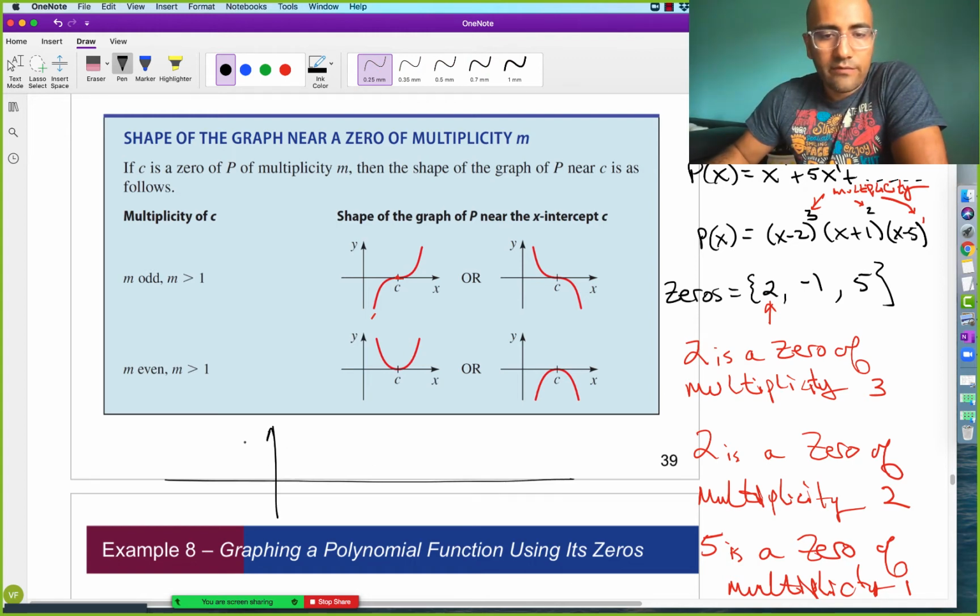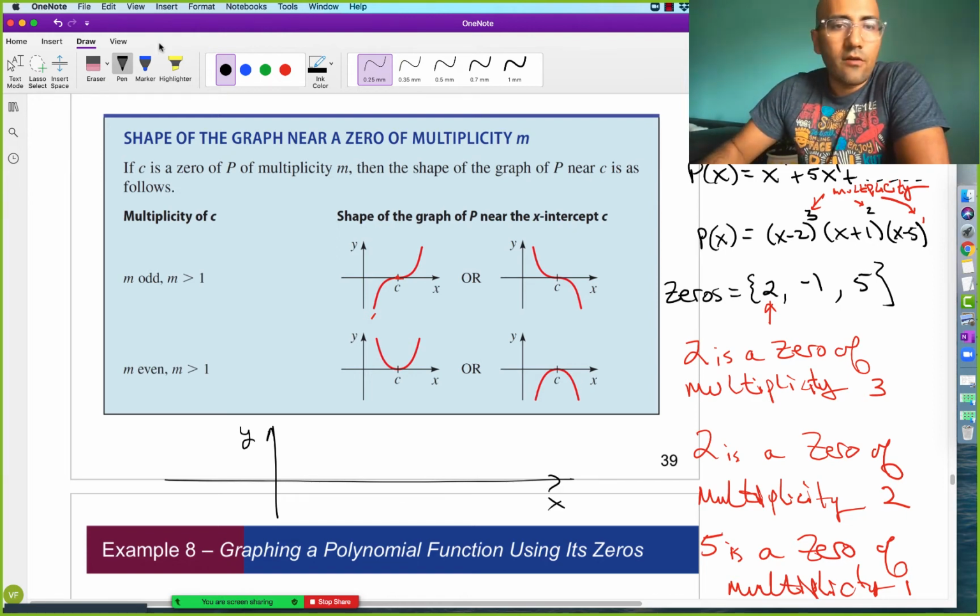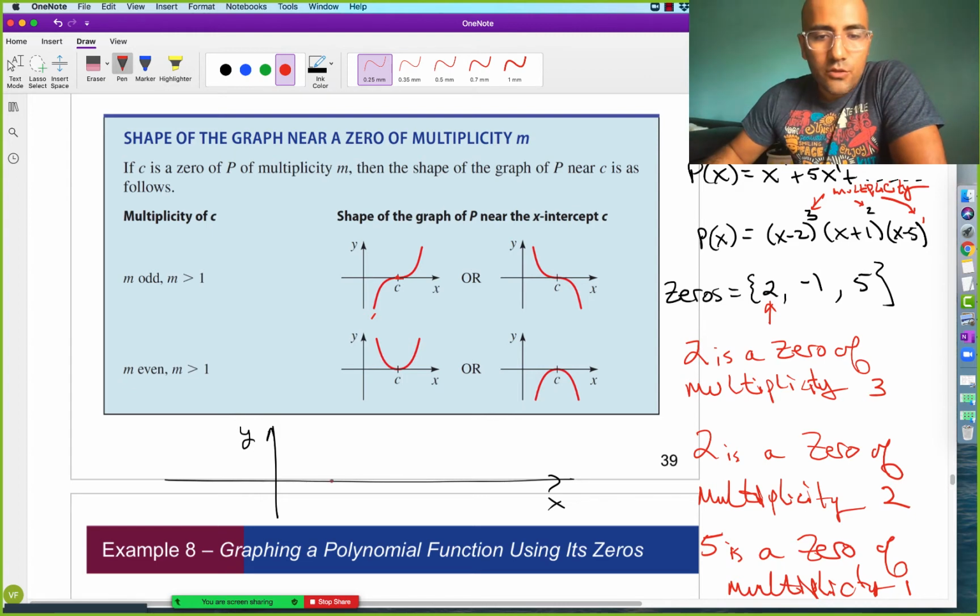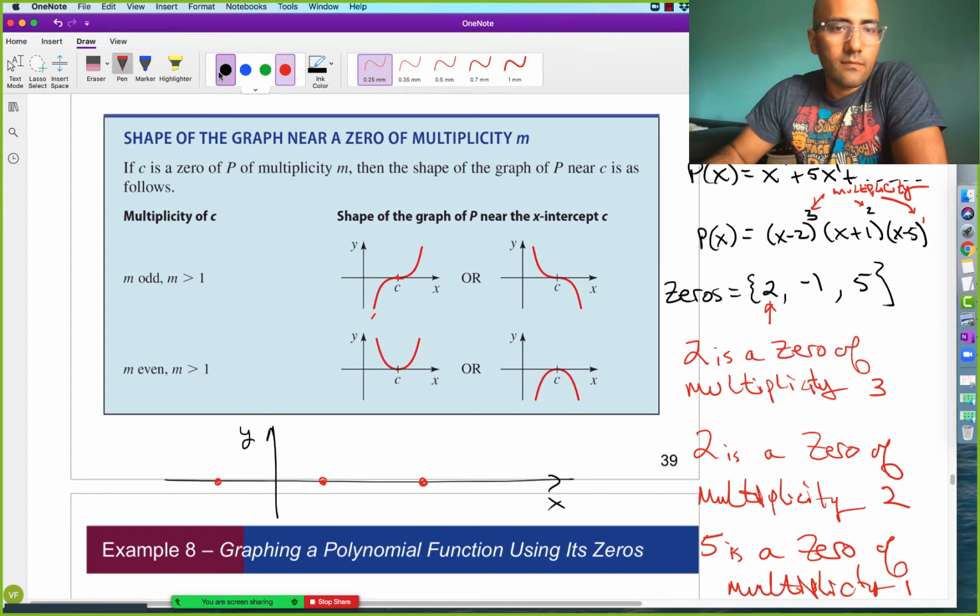Right, when I do a rough sketch of this graph, I know for a fact that the point (2, 0) is going to be on my graph. I know that the point -1 and the point 5, so here's -1, here's 2, here's 5. Because these are the zeros, I definitely know that these 3 are the places where my graph crosses the x-axis. These are definitely 3 points on my graph.